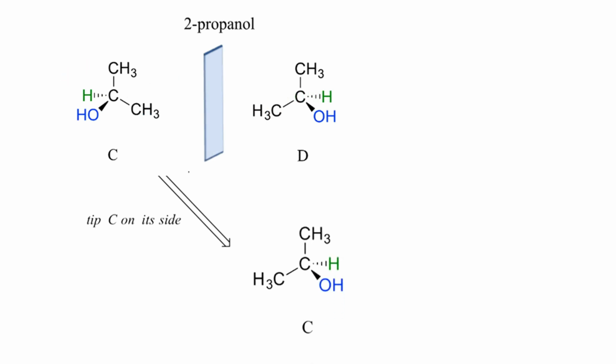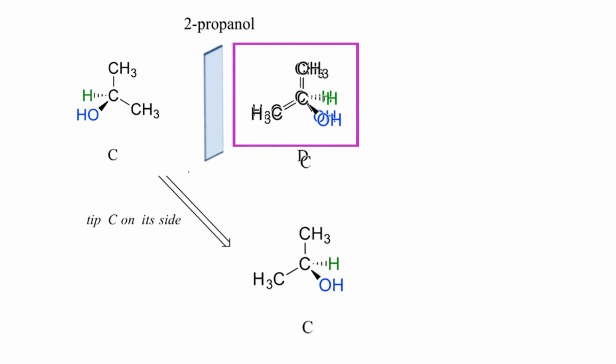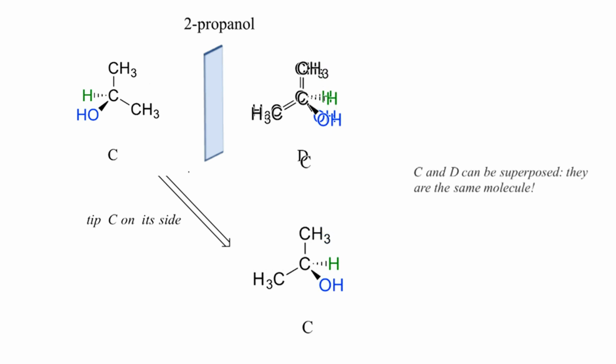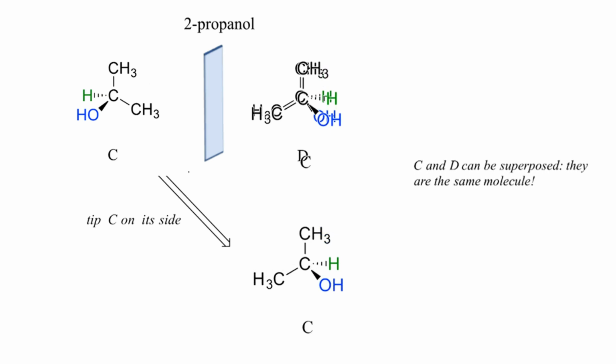If we now try to overlap this C on the mirror image D, we see all atoms or groups in C overlap on their corresponding atoms or groups in D. Hence, 2-propanol and its mirror image are said to be superimposable. The other way of saying this is that C and D are the same molecules. And like we said that superimposable items are achiral, the same goes here in the case of molecules: superimposable molecules are achiral.